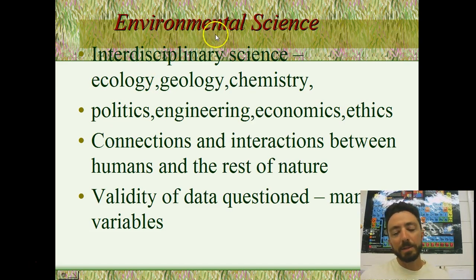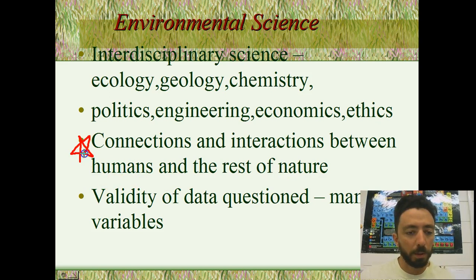Environmental science is a real branch of science, and it's something that combines a lot of different types of sciences and even social sciences into one larger picture. And so environmental science is really looking at our impact and how much we, as humans, interact and connect with the rest of nature. And so this portion right here is a really good definition for environmental science.